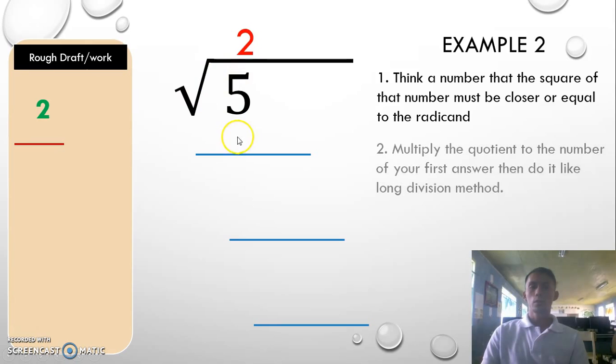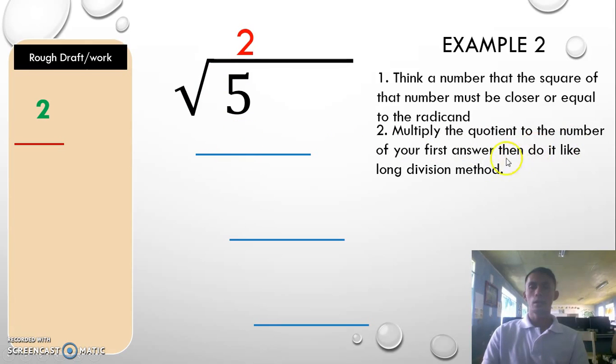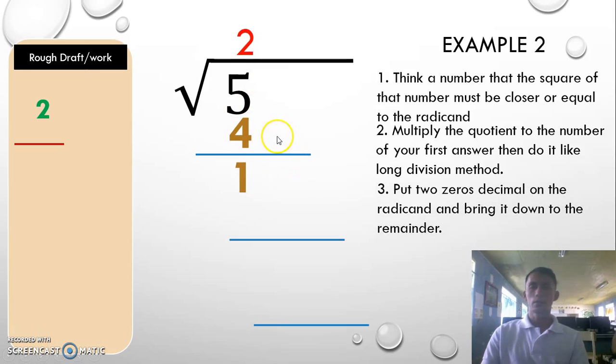Then 2 times 2, you have here. Multiply it by the number of your first answer, then do it like the long division method. So you put 4 here. Then 5 minus 4, you have 1. Then you add 2 zeros to the radicand. Okay, 2 zeros, then bring it down.